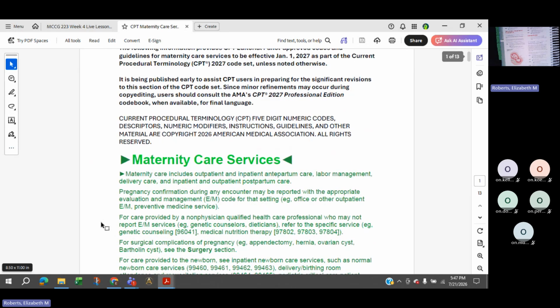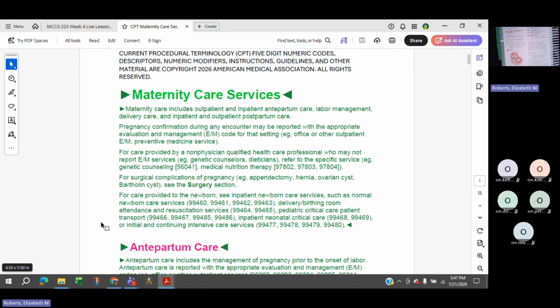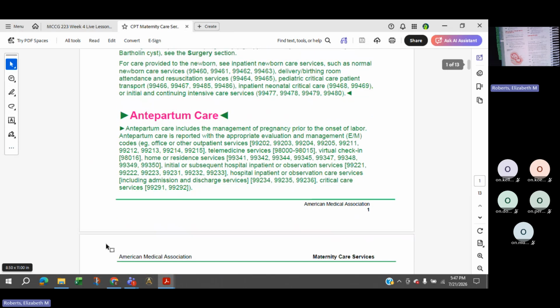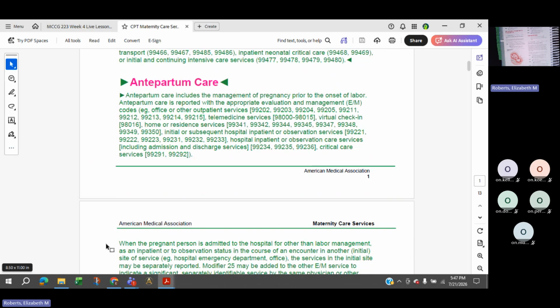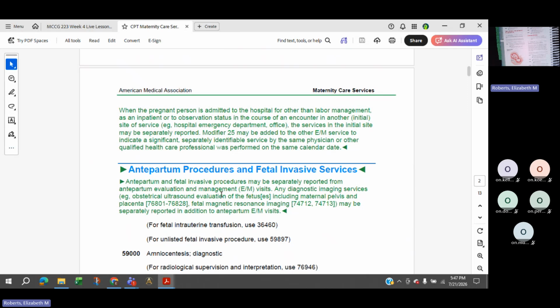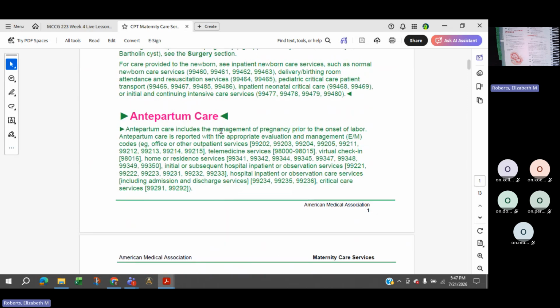So the AMA decided to get rid of these global codes. Have been around for over 30 years, I believe. They're deleting the global codes. And essentially at this point, everything is going to be itemized. Every single antepartum service is going to be reported with the appropriate E&M. Here it is.